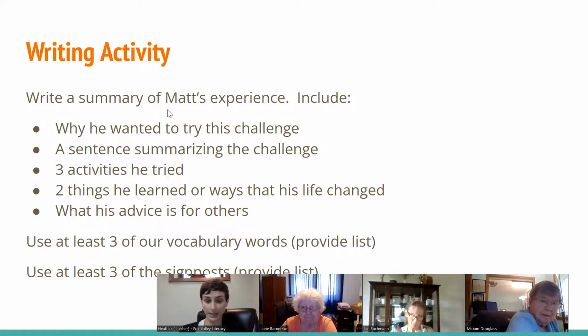So here's just one example of a writing activity. Write a summary of Matt's experience. And it's helpful to give specific prompts. If you just say write a summary, your student might write 2 sentences or maybe write some bullet points. So you want to tell them what you're looking for when you say write a summary.